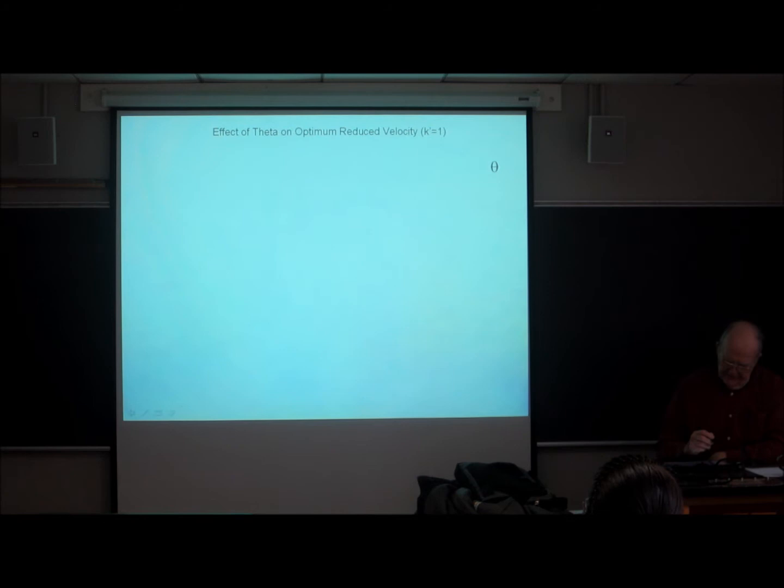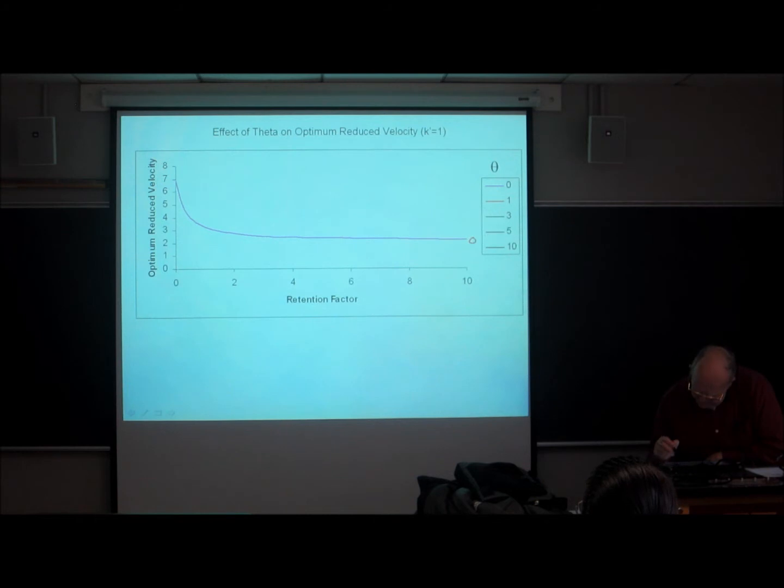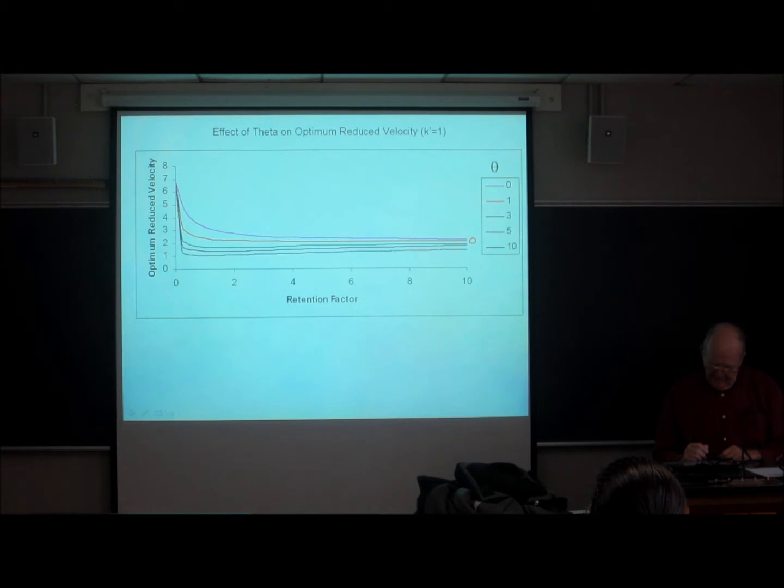The next thing to consider is the effect of the film thickness on the reduced velocity, and this is the optimum reduced velocity. So here's the curve for a film thickness of 0, then a thicker film thickness, and of course what it does is it lowers the optimum reduced velocity. So the thicker the film, the slower you have to go to be at the optimum reduced velocity. And thicker, thicker, thicker, it just gets worse and worse and worse.